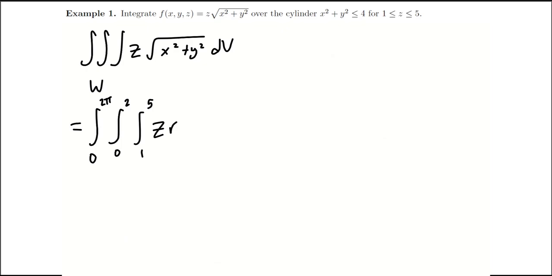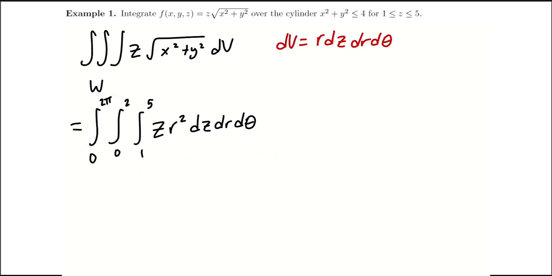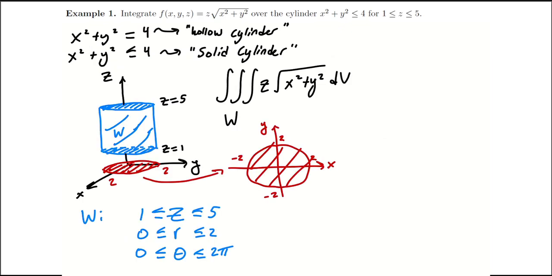And as a reminder, the dV for cylindrical is r dz dr d theta. So this becomes another r, and we get r squared dz dr d theta. Now this integral is no different than, sure, we have different symbols here, z's, r's, and thetas, but we have a triple integral over a rectangle now.